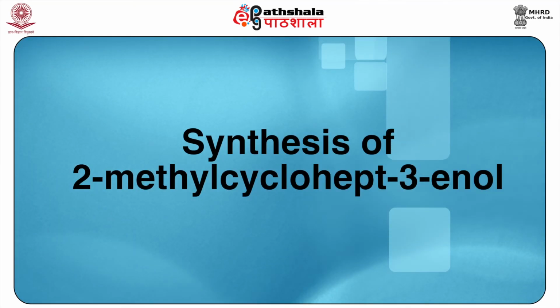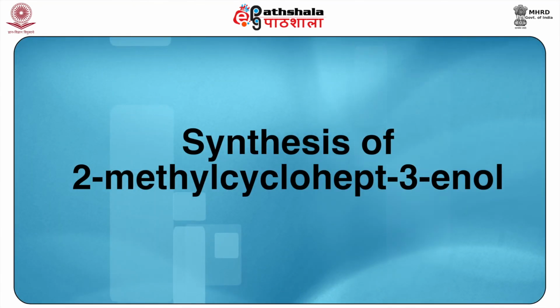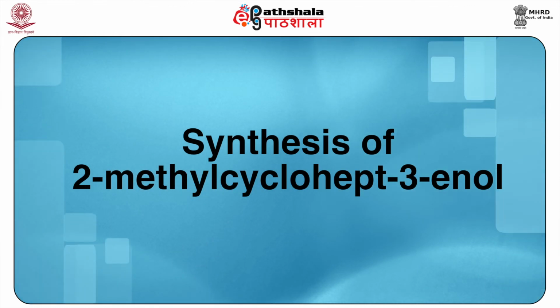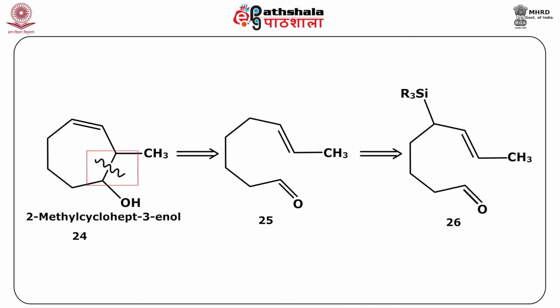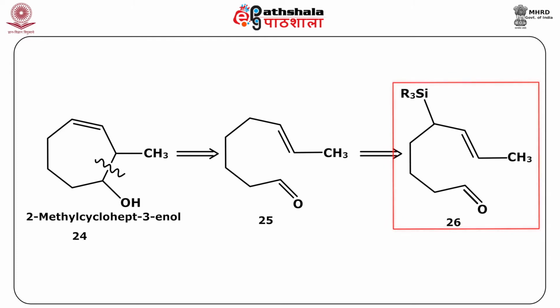Synthesis of 2-methylcyclohex-3-enol, represented by structure number 24. It can be seen that the carbon-carbon cleavage takes place, leading to the formation of a keto structure, which in turn finally leads to the formation of the synthons.